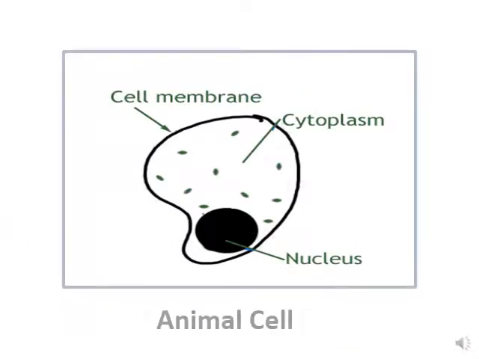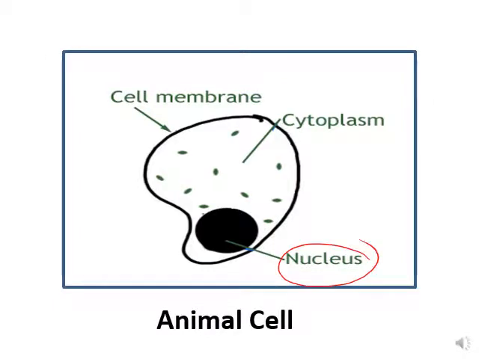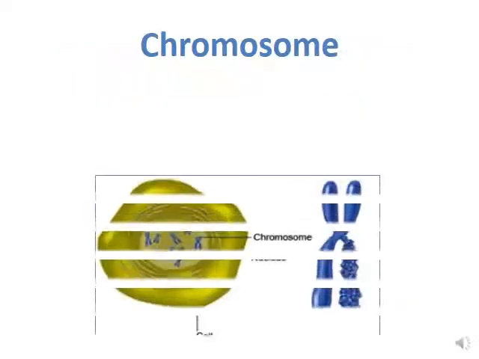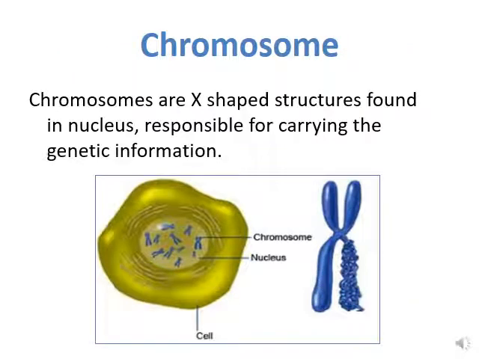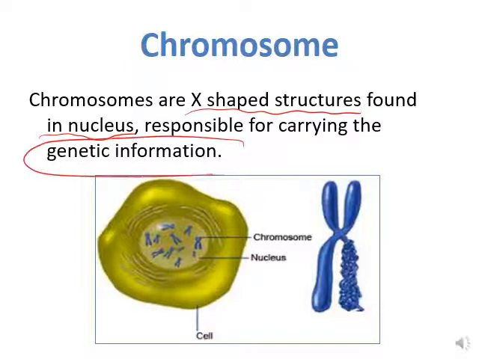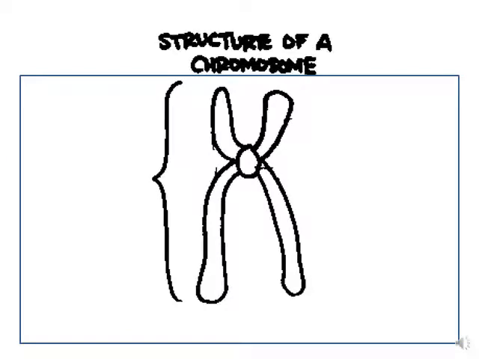Moving to this cell, this is the animal cell containing the nucleus, the cytoplasm, and the cell membrane. We can say that the nucleus is the carrier of the genetic information, where the nucleus contains the chromosomes, which are X-shaped structures. They are found in the nucleus and they carry the genetic information. So everything related to the genes, to the genetic information, is found in the nucleus and carried by the chromosome.